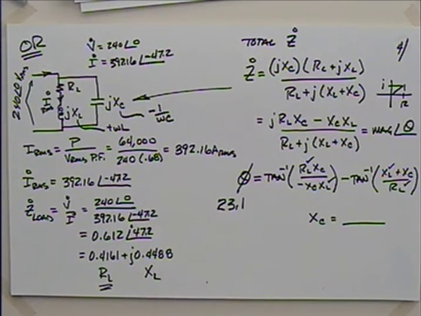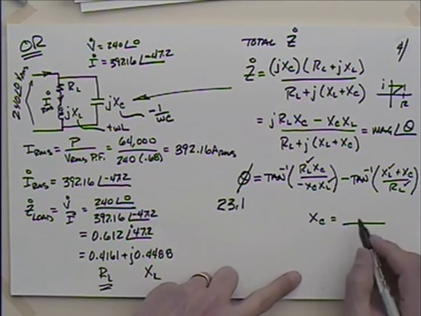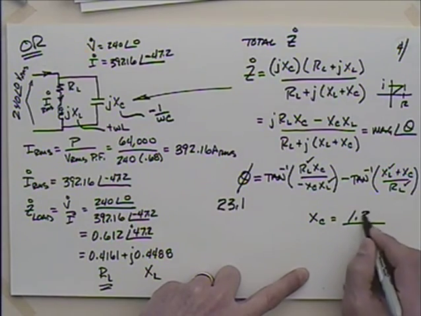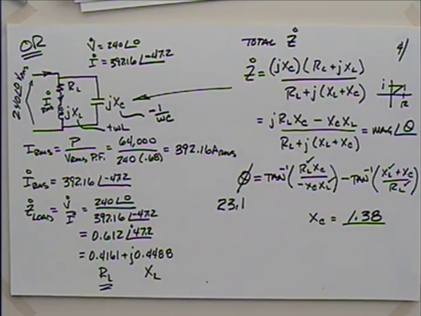And if you go through that carefully, you're going to come up with the same answer. You're going to come up with 1.38, the same as we had before. But there's a lot more work this way than if you just look at the triangles.